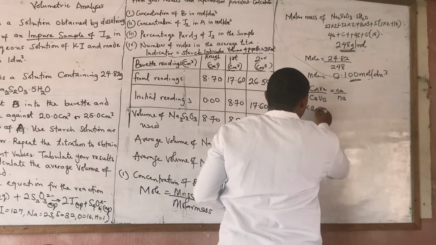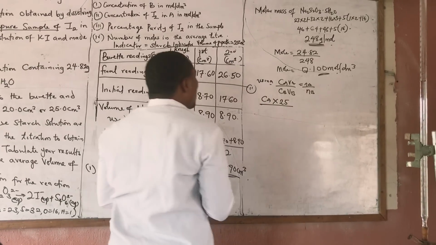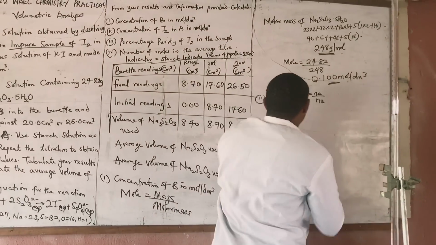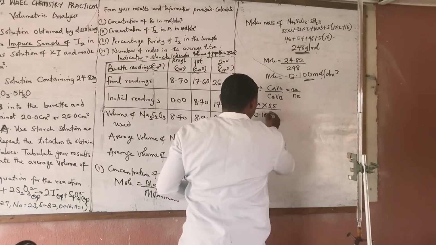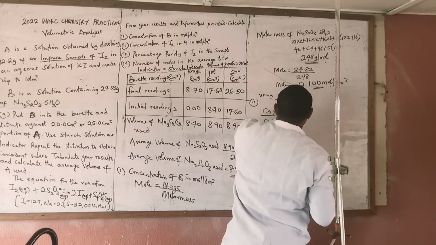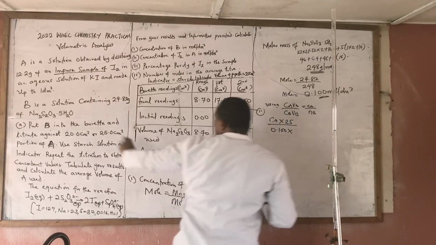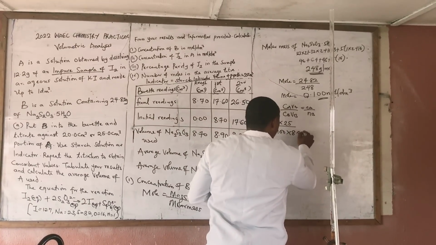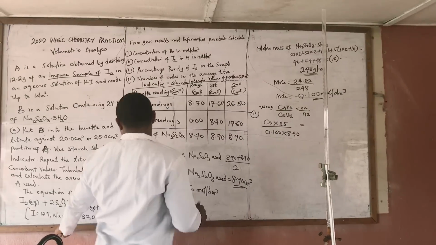Recorded already. 25 over the concentration of B. What's the concentration of B? You have gotten that already. That's 0.100 times the volume of B. That's our titer value, the average titer we have got. That's 8.90. Is equal to, go to the equation of reaction it has been given.